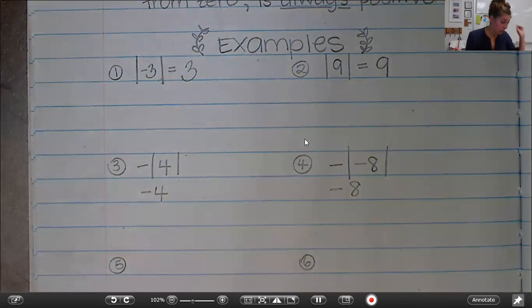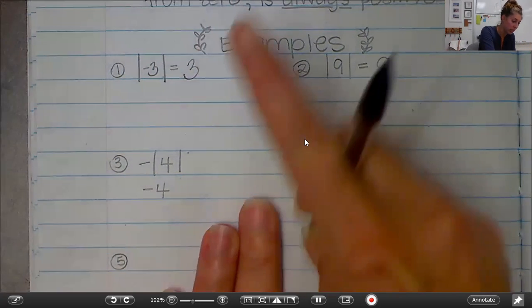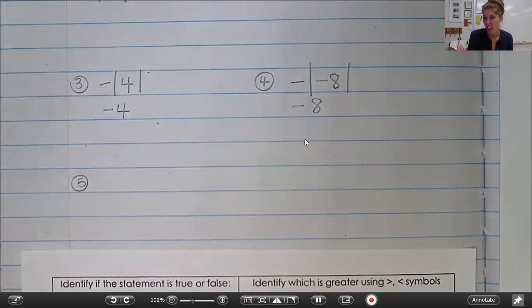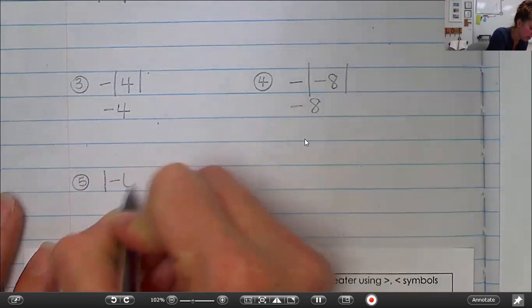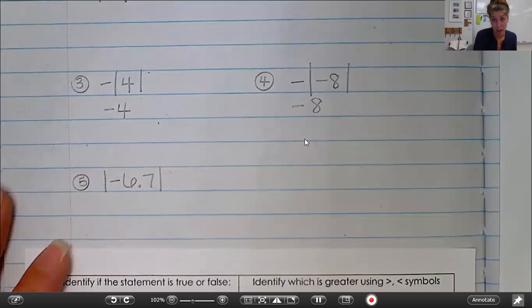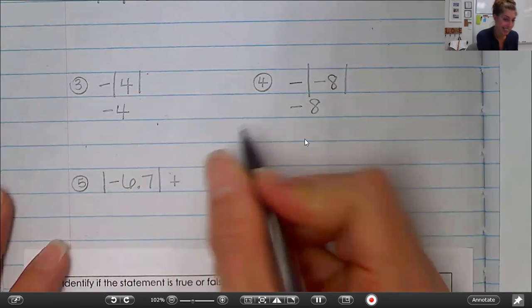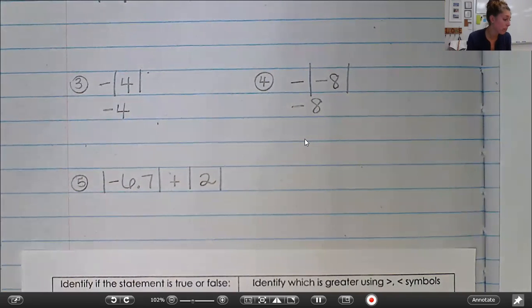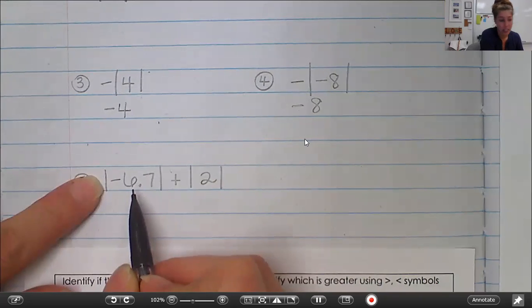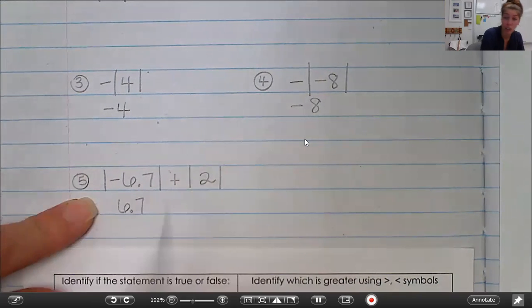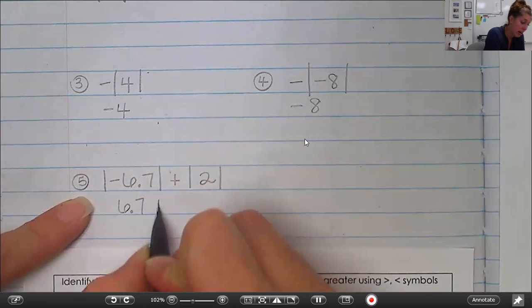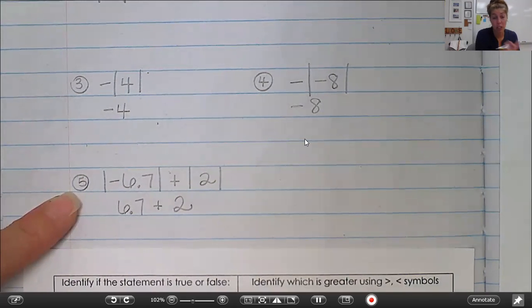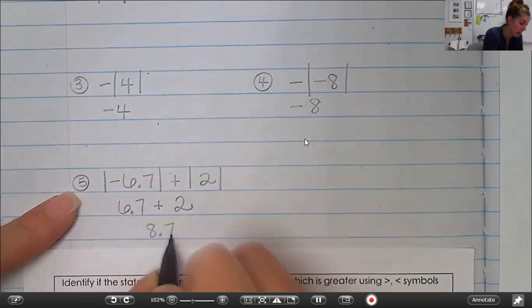Let's do one more, just because I feel like that's so basic. We could do that all day long, but I think we can handle a little bit more than that. I'm going to do a decimal example just so you have it. Let's do the absolute value of -6.7 plus the absolute value of 2. Make it a math problem, right? So the absolute value of -6 7/10, just a positive version of itself, plus the absolute value of 2, and then I put those together just like normal for 8.7.